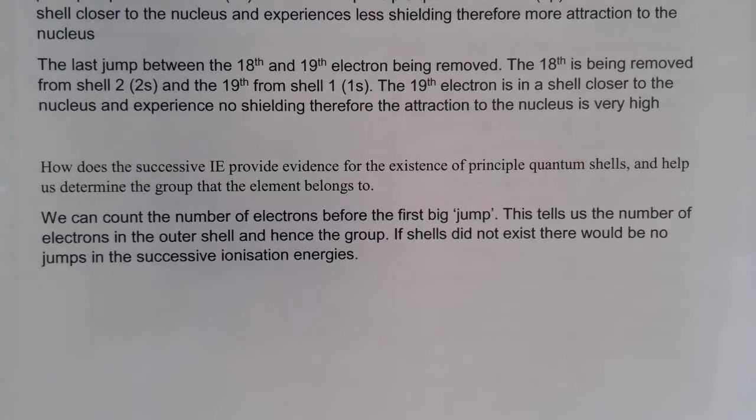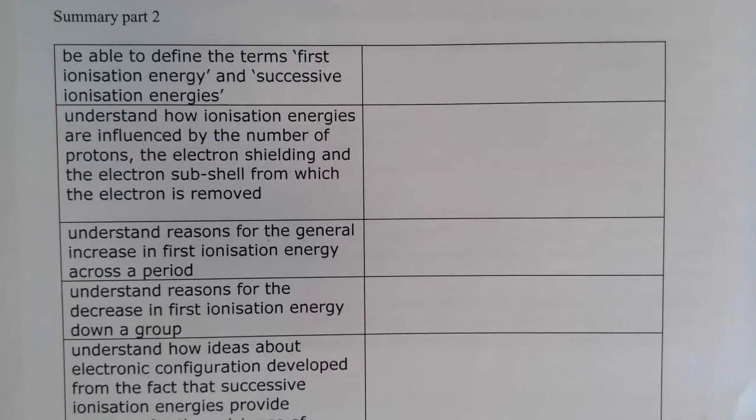Along with ionization energies across a period and down a group, successive ionization energies also help us to provide evidence for the existence of principal quantum shells. If there were no shells, there would be none of those jumps. There would just be a gradual increase as you remove electrons from an increasingly more positively charged ion. The jumps exist because the electrons are being removed from shells which are becoming closer to the nucleus with less shielding. That finishes part 2, looking at ionization energies.